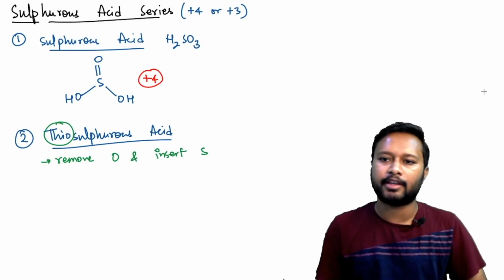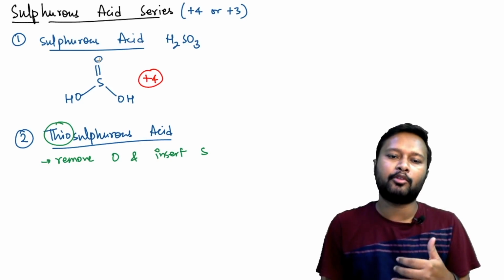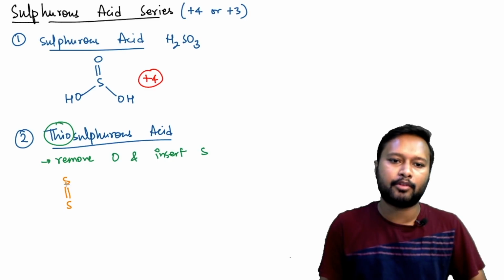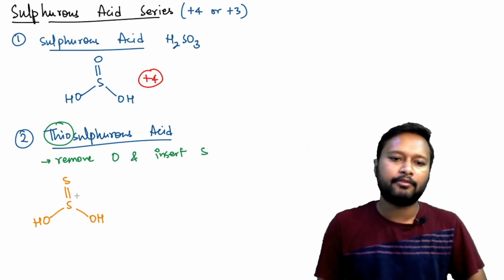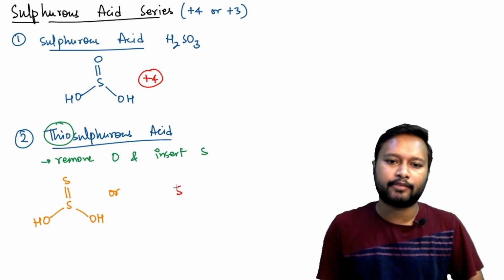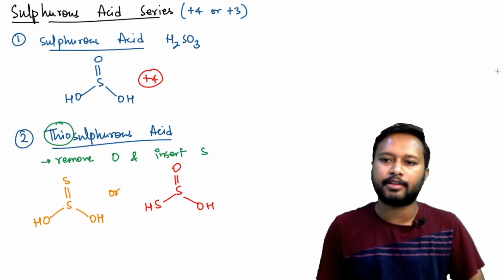So let's try to check it out. Here earlier we had sulfurous acid. If I remove this double bonded oxygen and insert sulfur here, I will get S double bond S, OH and OH. This is my thiosulfurous acid. Let's say we are not doing it this way, we are trying to do it the other way. That means I want to remove this oxygen and insert sulfur here. Can I do that? Yes, I can, but in that case you have to resonate the structure. How the resonance will happen, just understand this.